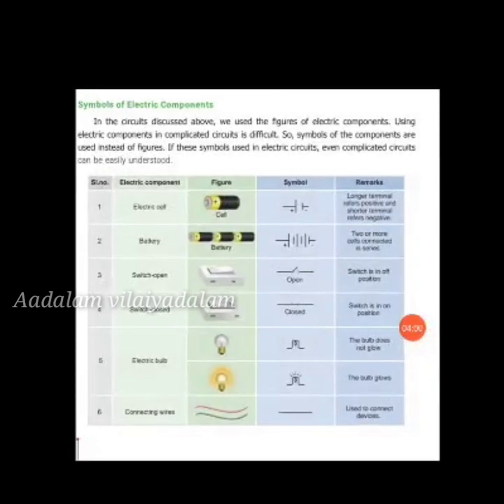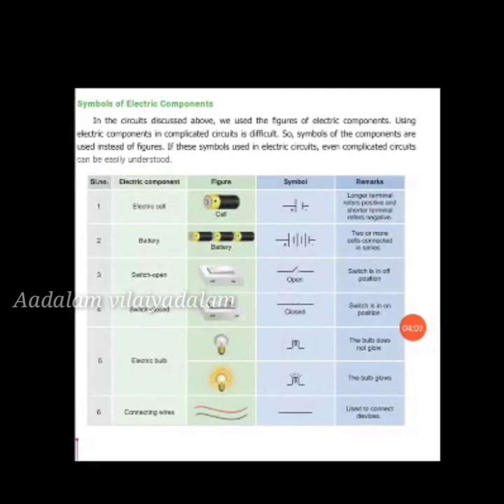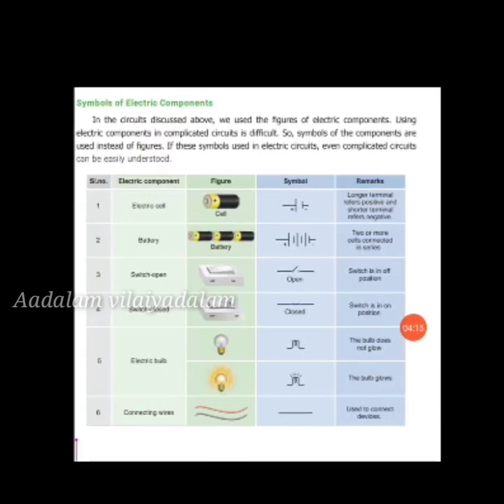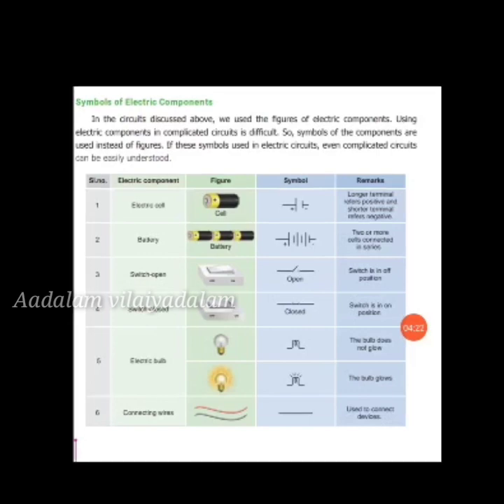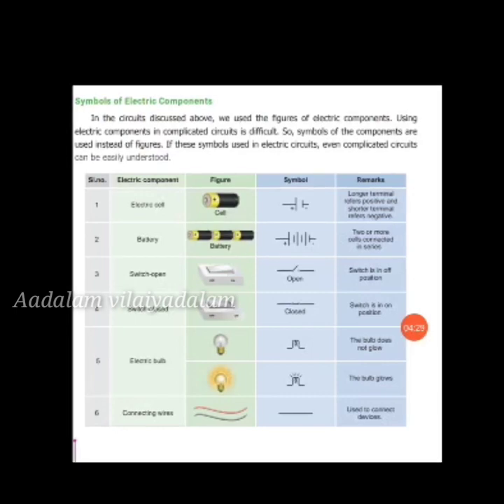Next we see the symbols of electric components. This is the first one, electric cell. An electric cell has a positive terminal and a negative terminal. The longer one is the positive terminal and the shorter one is the negative terminal. So what is a battery? Two or more cells connected in series is called a battery. The long one is positive and the small one is the negative terminal.